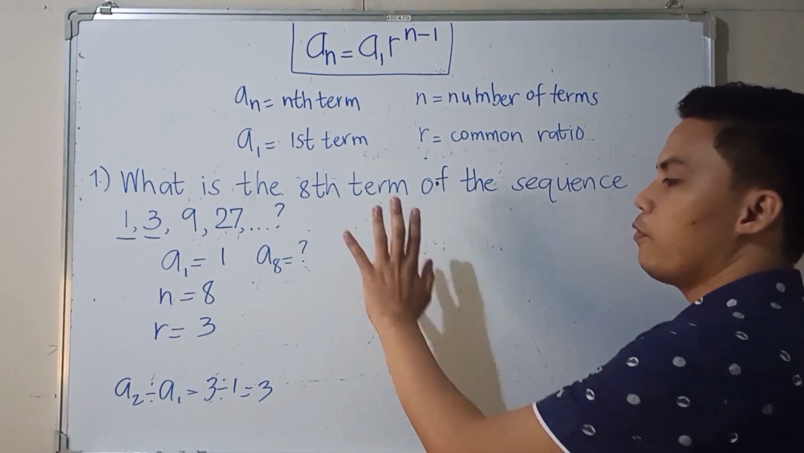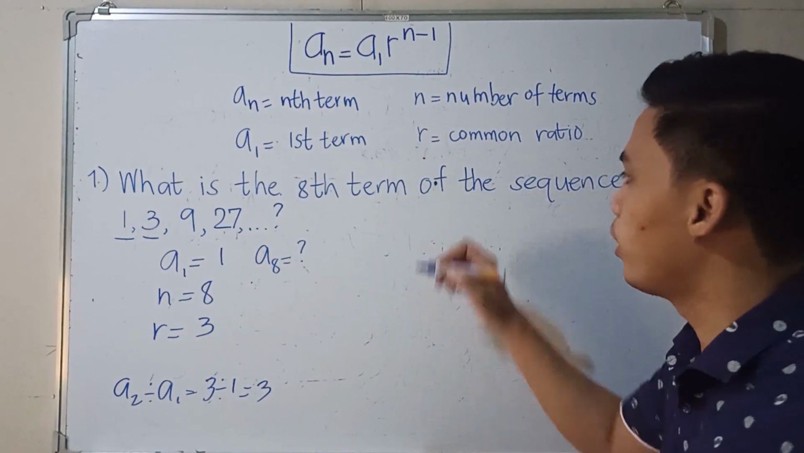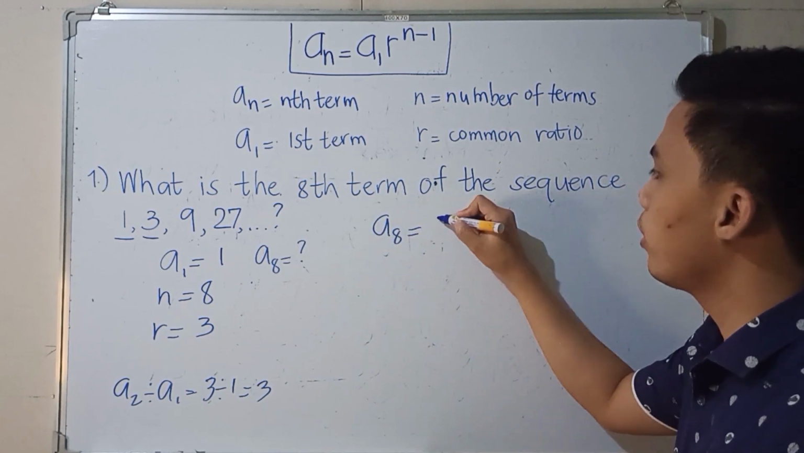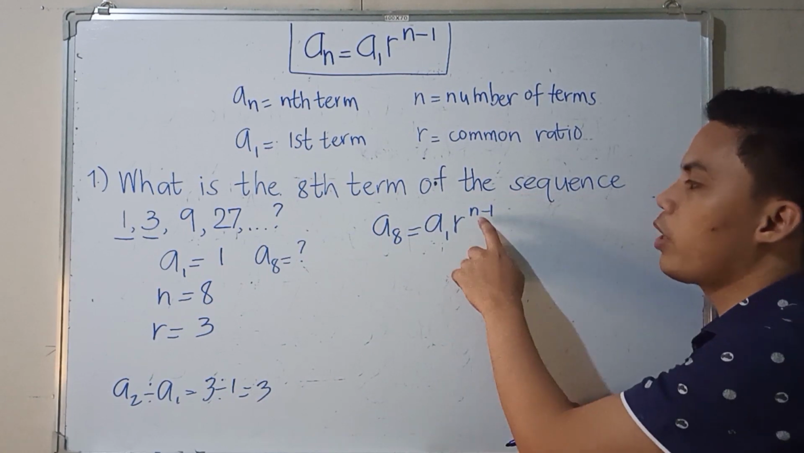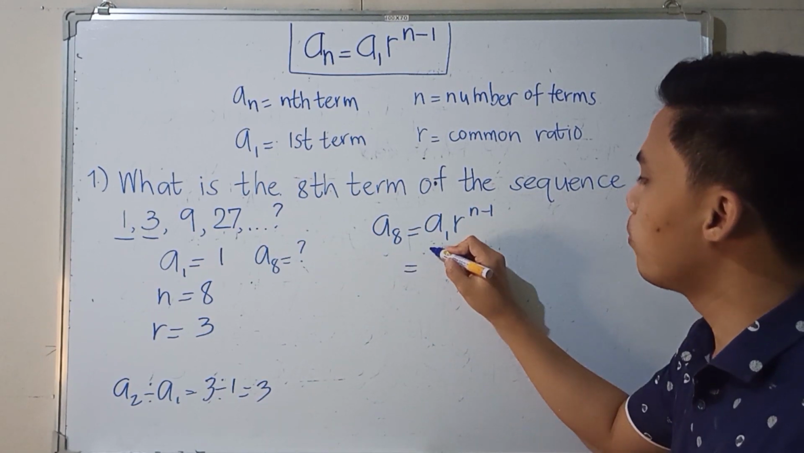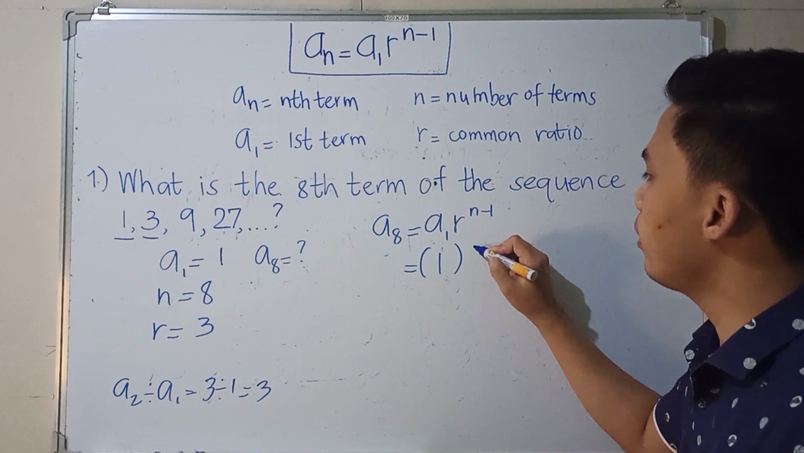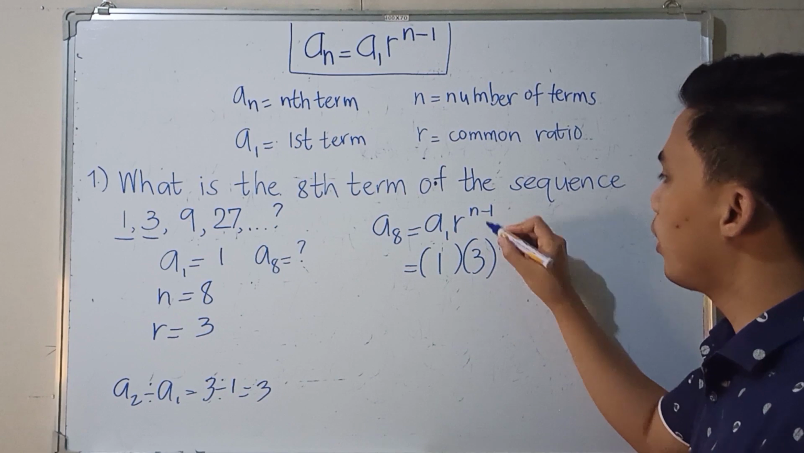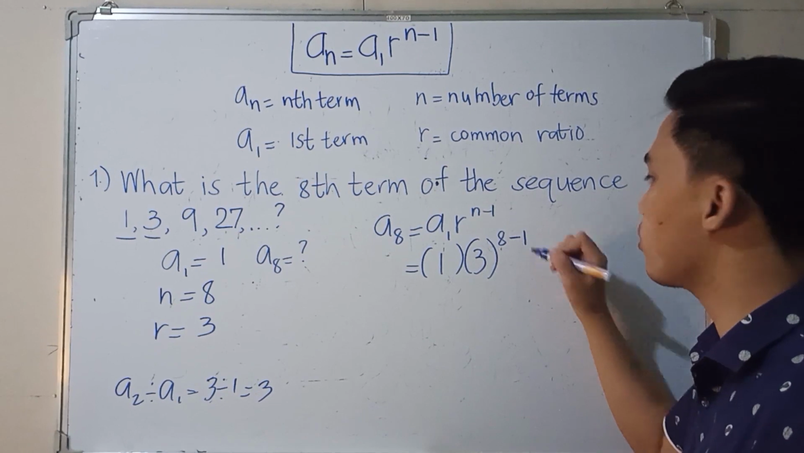Okay. So, after makuha natin or masulat natin lahat ng given, we're going to use now the formula. We're looking for the 8th term, so we are looking for a sub 8. That is equal to a sub 1 times r raised to the power of n minus 1. Itong minus 1 dito, this is constant. Okay. Ano ang a sub 1 natin? A sub 1 is equal to 1. Then, ang common ratio natin is equal to 3. N is equal to 8. So, that is 8 minus 1.